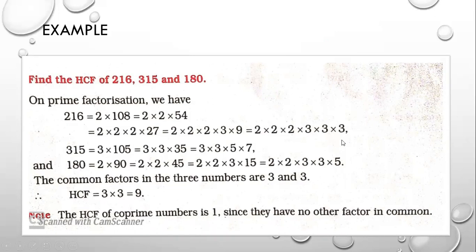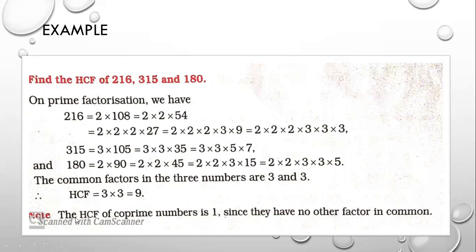So after finding the factors of all the three numbers given in the question, what is the next step? The next step is you have to find the common factors in these three numbers. So what are the common factors here? That is 3 and 3. Here we have 3, here also we have 3, and here also we have 3. So the HCF will be the product of the common factors. The common factors are 3 into 3. So the product is 9. So the HCF for these numbers is 9.